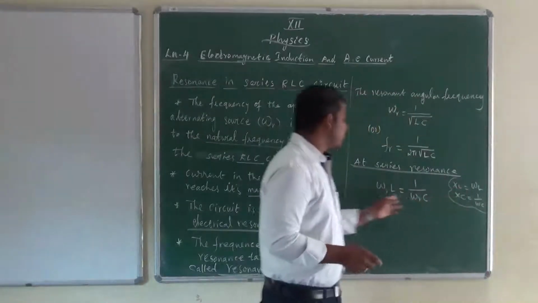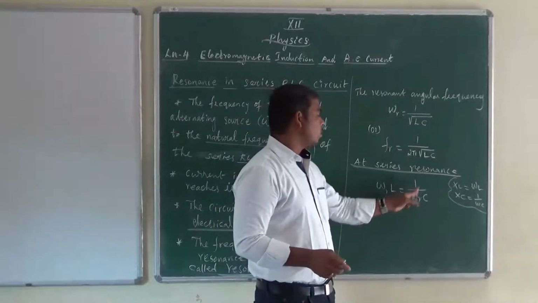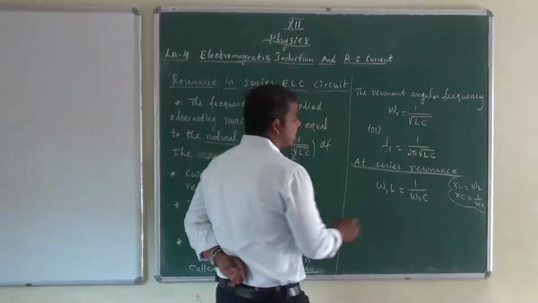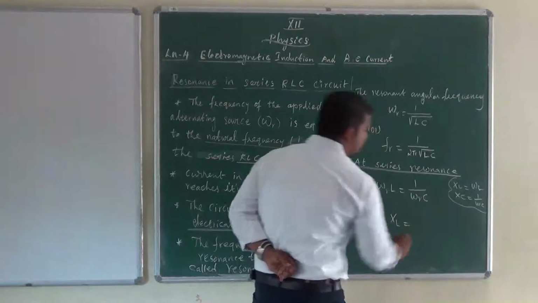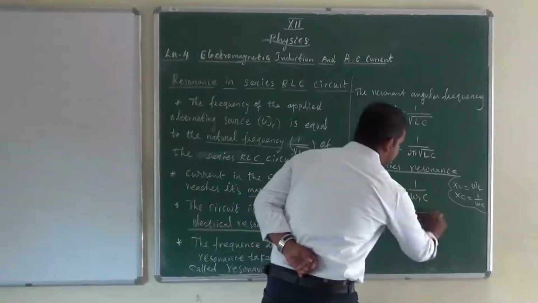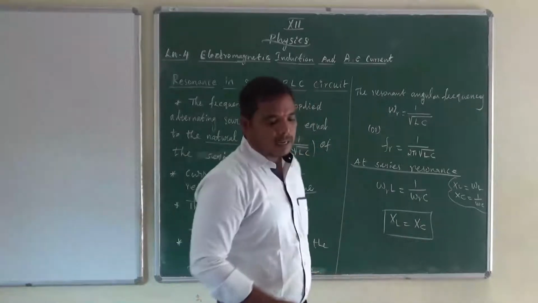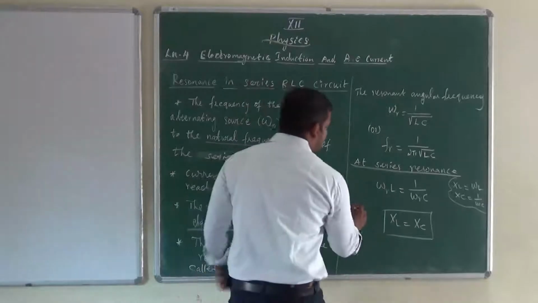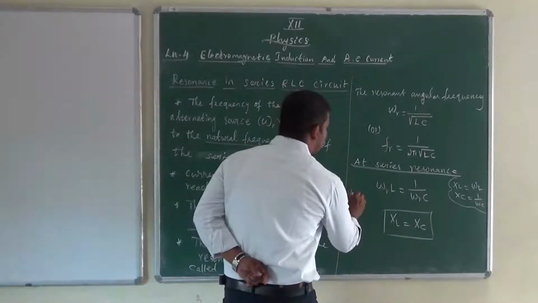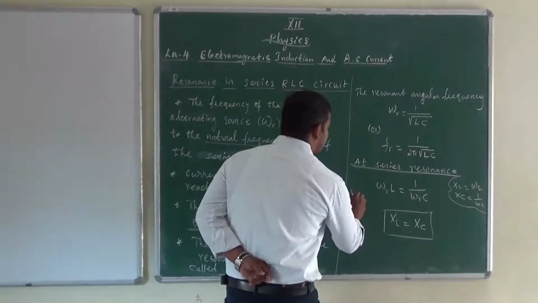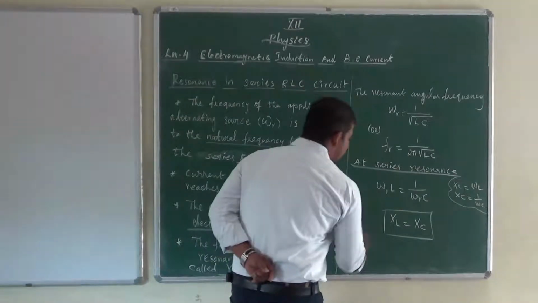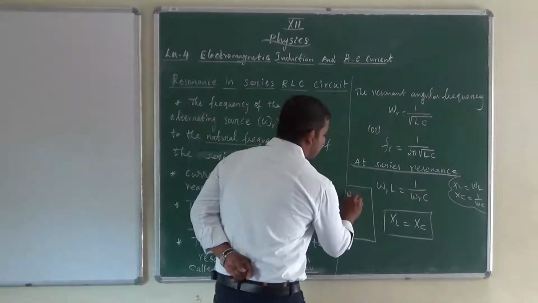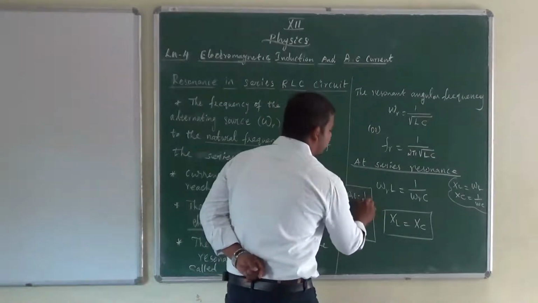Using this relation, I write this equation: omega_r L equal to 1 by omega_r into C. Next, here we can write that XL equal to XC. What is that? XL equal to XC. Here, one more equation. See, omega_r L. See here. Omega_r equal to 1 by root of LC.